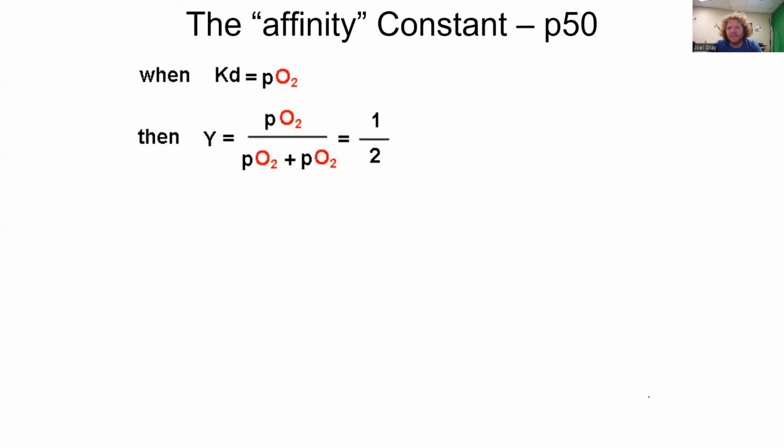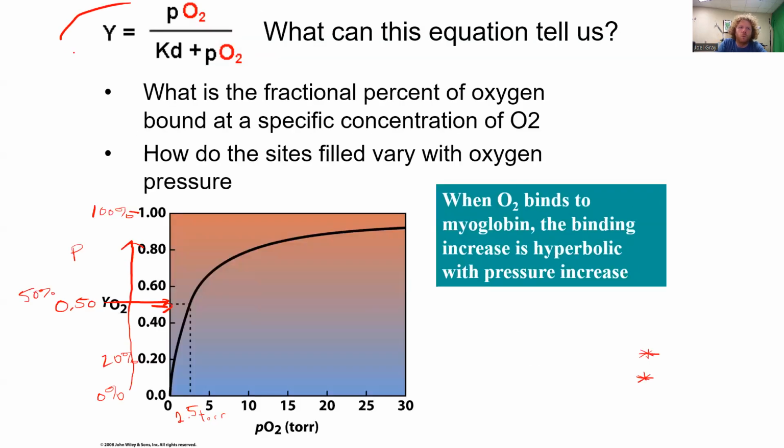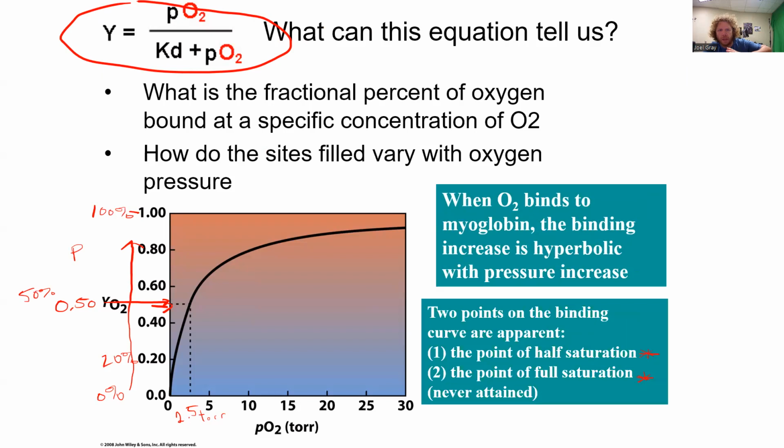Now, the affinity constant, also known as a P50, is when your KD is equal to your O2 pressure. So then your Y is equal to partial pressure of O2. If you remember the equation, and jump back, the equation at the top here, Y is equal to PO2 over KD plus PO2.